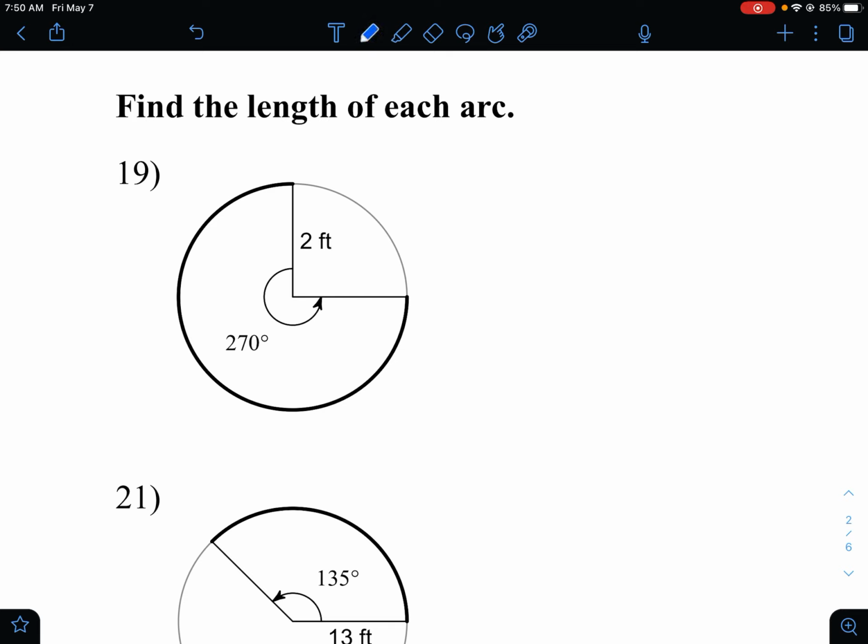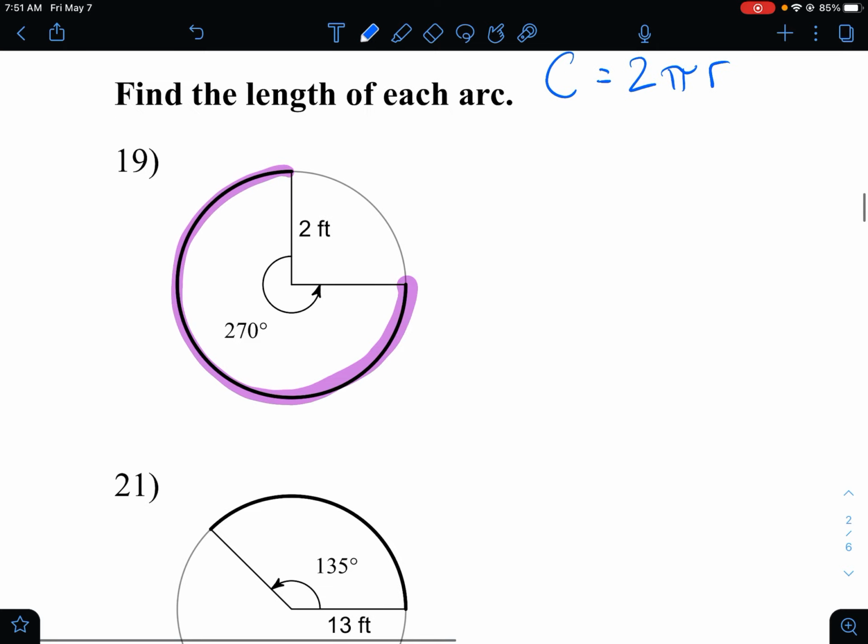So arc length is related to circumference. Let's talk about the circumference formula. We know that that's 2 times pi times the radius, right? So when you are trying to find arc length, you're just looking for a portion of the circumference. What that means is you're going to essentially calculate the circumference and then only take part of it.